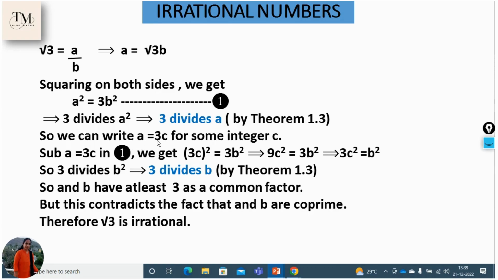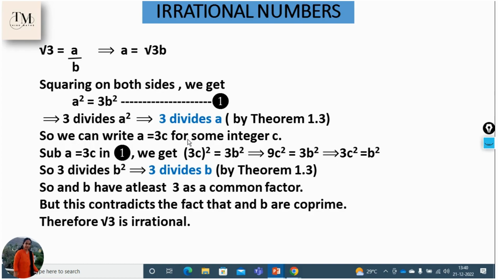So 3 divides a means a is a multiple of 3. So a is equal to 3c for some integer c. So we are going to substitute a equals 3c in equation 1. If we substitute 3c instead of a, we get 3c whole square equal to 3b square. So 3c whole square is 9c square equal to 3b square. So dividing by 3 on both sides, 9 divided by 3 is 3. So 3c square equals b square. So this equation shows that 3 divides b square. Okay. So by theorem 1.3, we get 3 divides b.